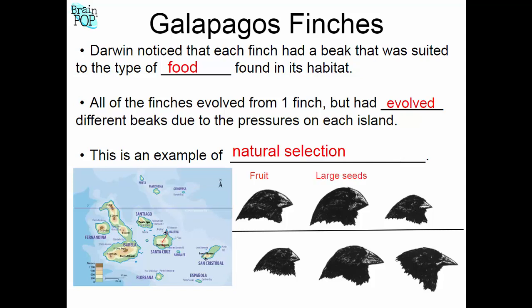Here's one that eats thick, large seeds. This one eats small seeds. This one eats small insects, large insects, cactus. It's not really important to know which finch is which, but it's important to know they had all evolved to suit whatever conditions were there on that island, because there was natural variation in their beaks that was selected for or selected against.